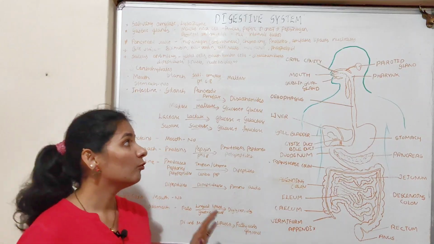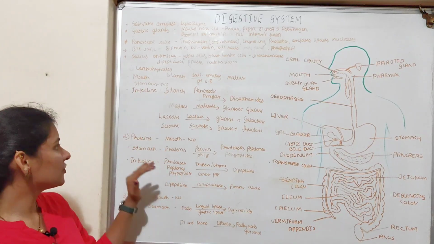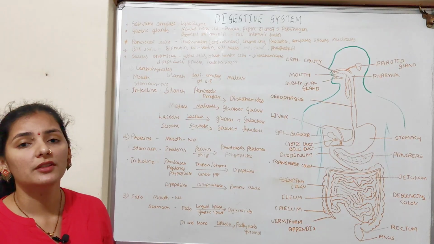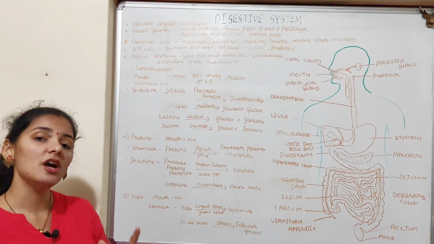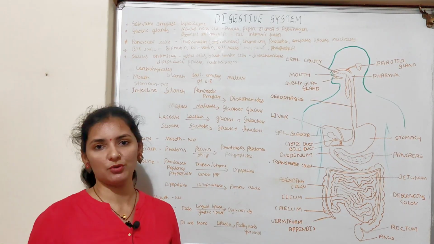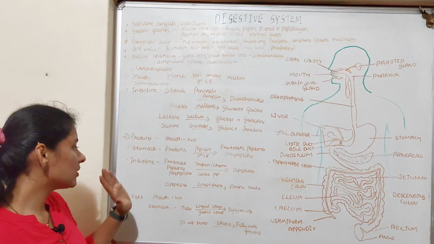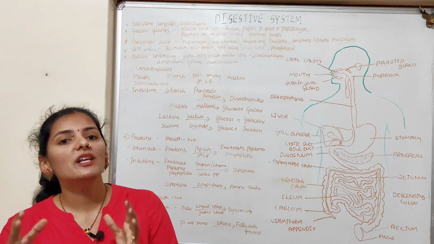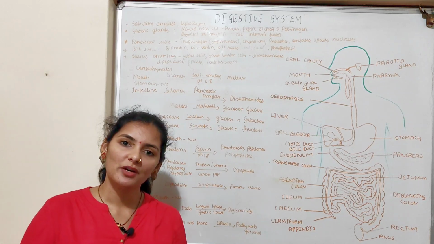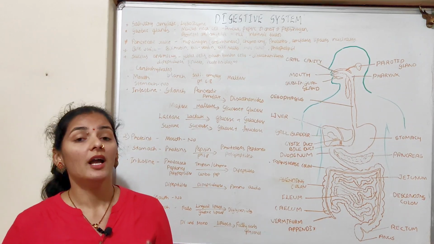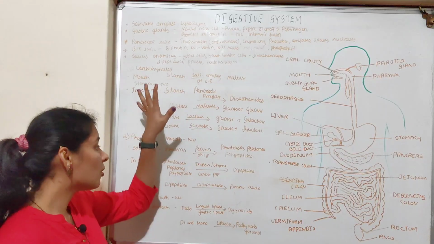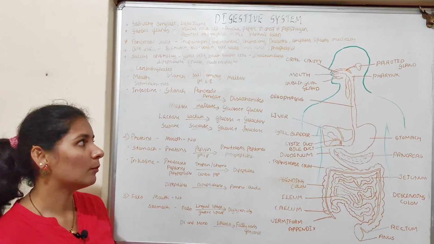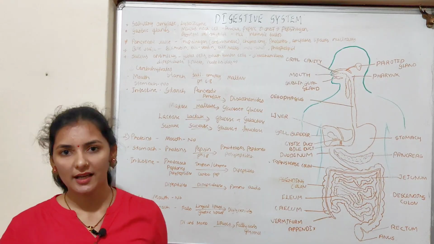So in this video, we'll talk about how carbohydrates, proteins and lipids get digested and converted into simpler form, because whenever we take these macronutrients, that is carbohydrates, proteins and fats, they will be in the complex form, and these complex macronutrients need to be converted into simpler soluble form. We'll see how exactly these complex macronutrients are converted into simpler soluble form in different parts of the digestive system.